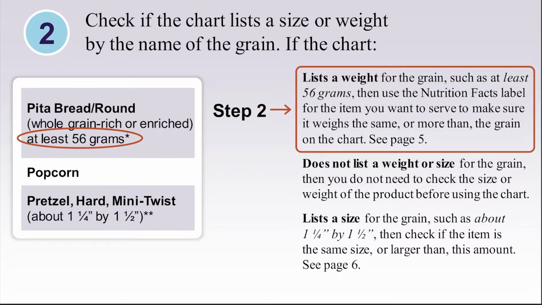Go back to the front page of your worksheet. Step 2 tells us that if the chart lists a minimum weight by the grain, such as at least 56 grams, then we need to use the nutritional facts label for the item to make sure that the item weighs the same or more than the grains on the chart.